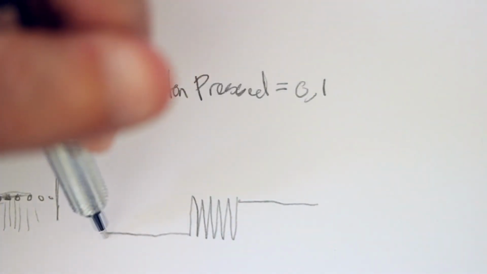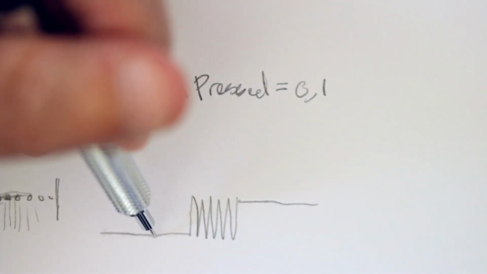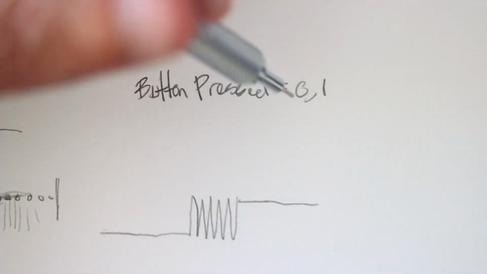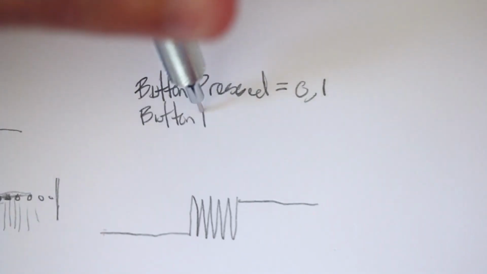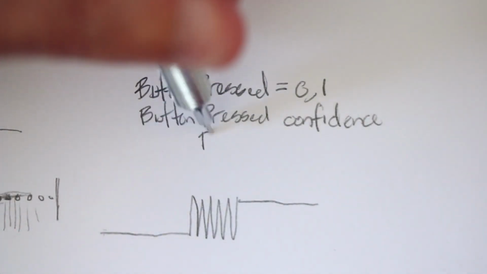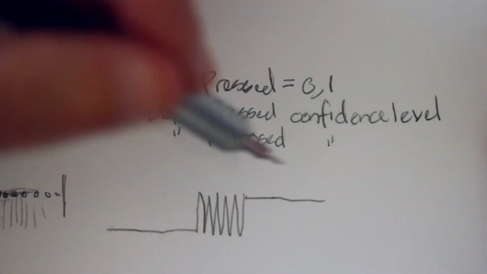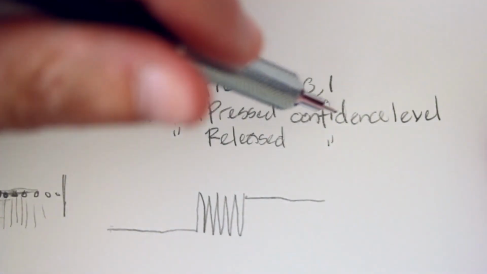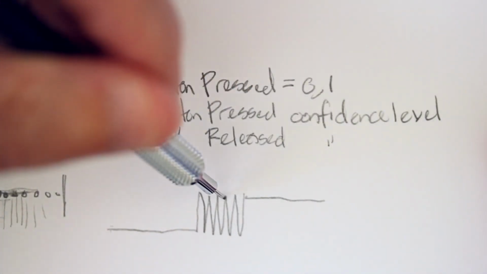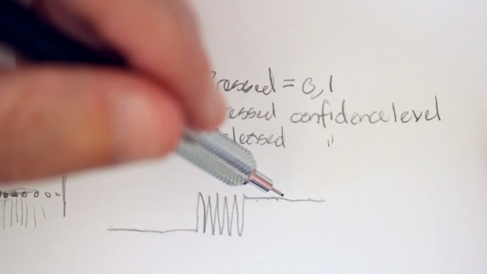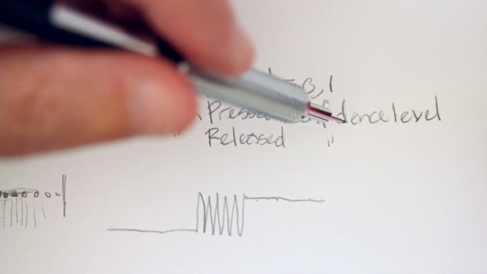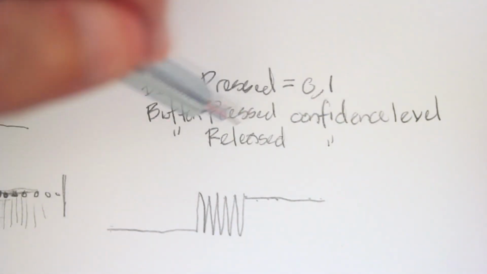If it has a good number of samples of a low level, it'll be button pressed 0. So we have to introduce another variable, and we'll call that one button pressed confidence and button released confidence level. And what we'll be doing is counting up the button pressed confidence level when it matches a high level here, and it'll keep making samples until the number of samples is equal to the threshold that we set for the confidence level. And the same thing with the released.